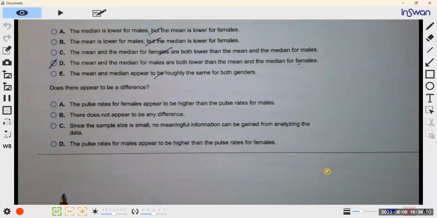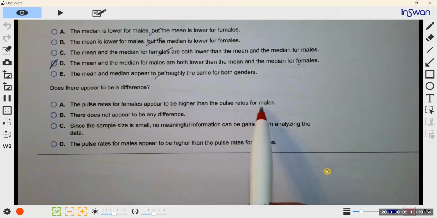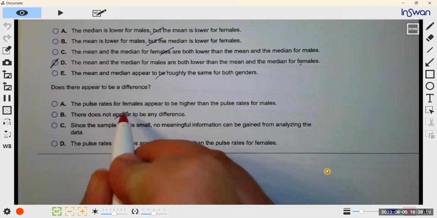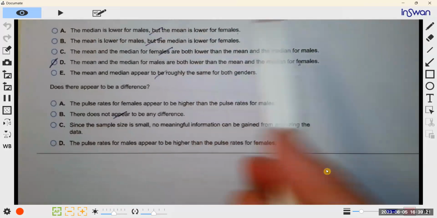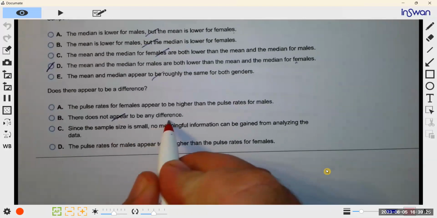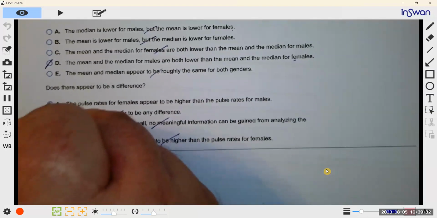Does there appear to be a difference? The pulse rates for females appear to be higher than the pulse rates of men. That's what it looks like, yes. There does seem to be a difference because both of the values are higher in females. The sample size, that's not what it asks. It asks, is there a difference from our data? Yes, there is. So the answer is A.